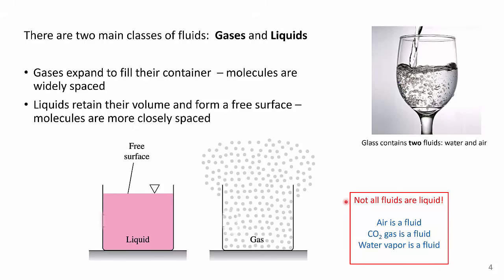Before I go on to the next slide, I want to point out that you don't want to confuse the words fluid and liquid. Not all fluids are liquids. In fluid mechanics, anything that flows is a fluid, anything that can't resist shear stress without continuous deformation. So air is in that category. Air is a fluid. Carbon dioxide gas would be a fluid. Water vapor would be a fluid.